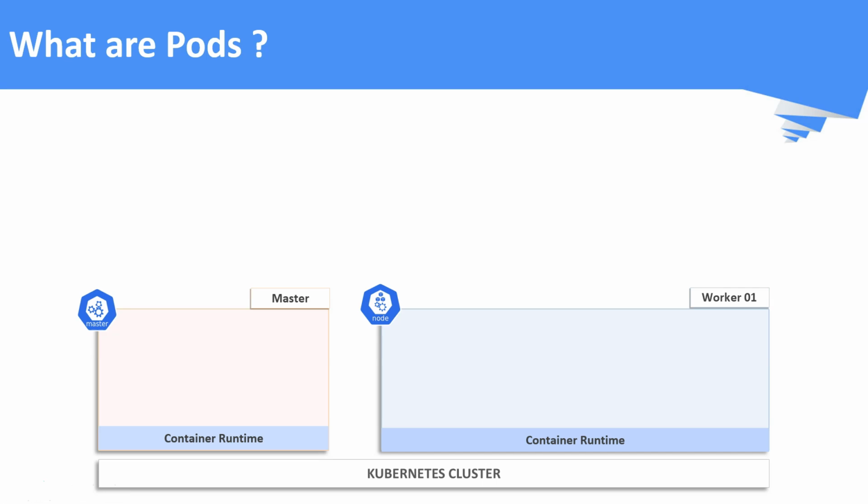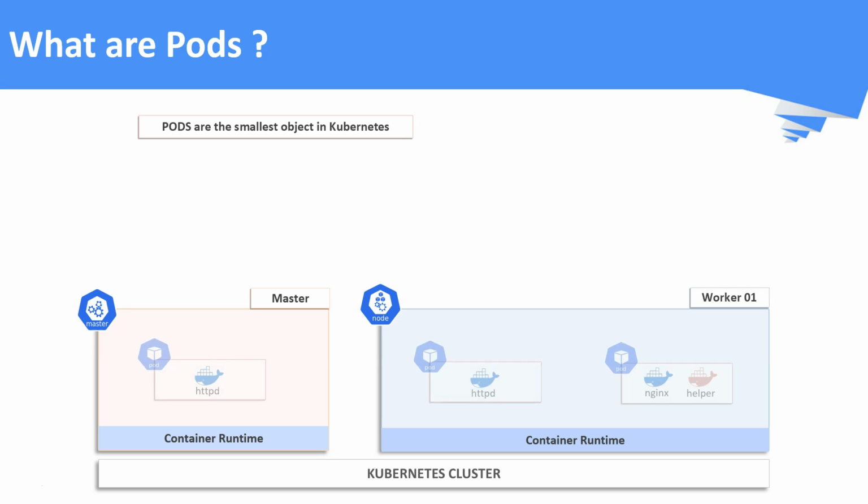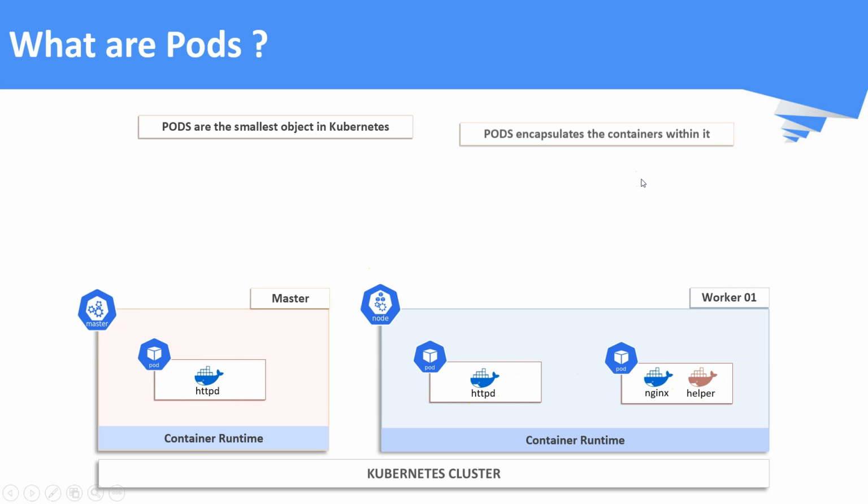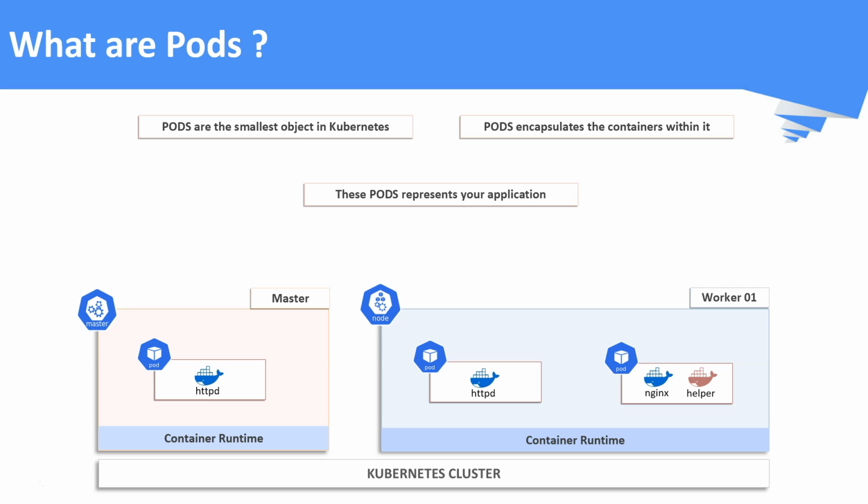In the same way, pods in Kubernetes are the bare minimal object that is going to run your application in the Kubernetes cluster. In other words, pods are the smallest deployable units of computing that you can create and manage in Kubernetes. These pods encapsulate the containers within them, and they represent your application.